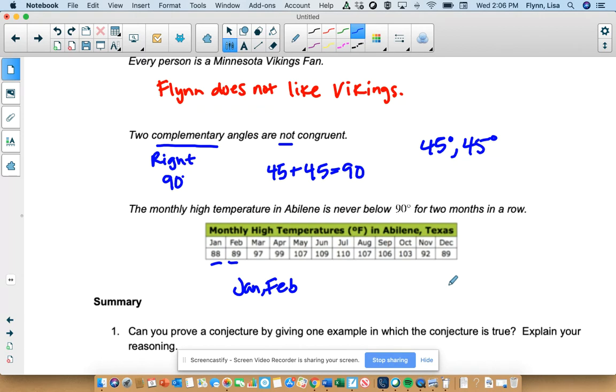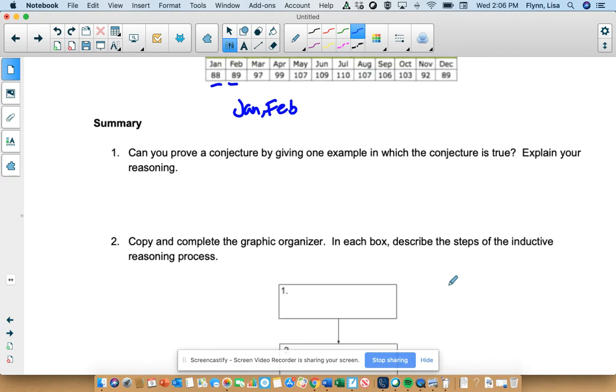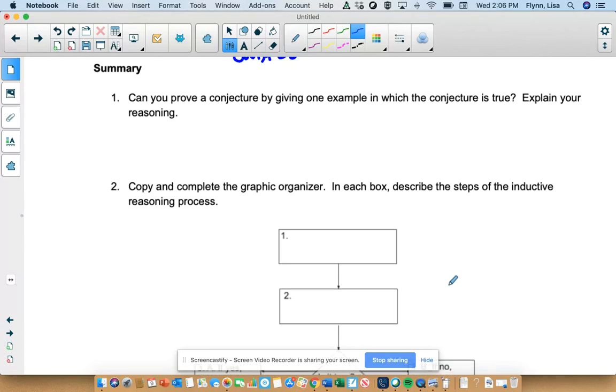So that's counterexamples, folks. That's all there is to it. Easy peasy. So let's just go ahead and summarize what we did today for this first lesson. Can you prove a conjecture by giving one example in which the conjecture is true? No. And explain your reasoning. Can you prove a conjecture by giving one example that is true? Well, I don't know. Let's go up here.